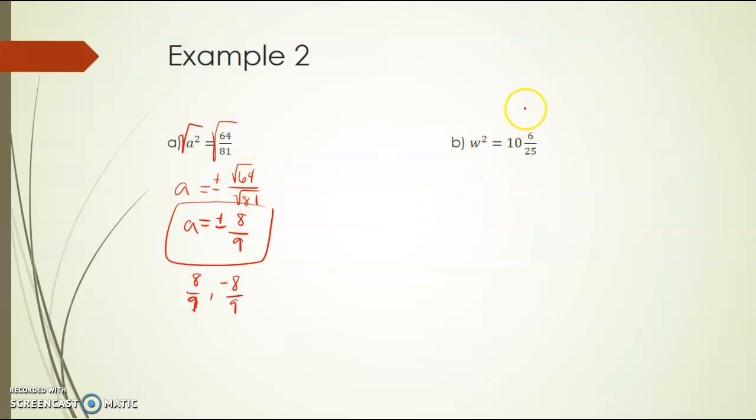Now looking at B, here the first thing I have to do is make that improper. I can't leave that whole number there, so I'm going to take 25 times 10. So that's 250 plus 6 makes 256 over 25. So W squared equals 256 over 25. So here I had to make it improper first, and then we square root top, square root bottom. And so W would equal plus or minus 16 over 5.